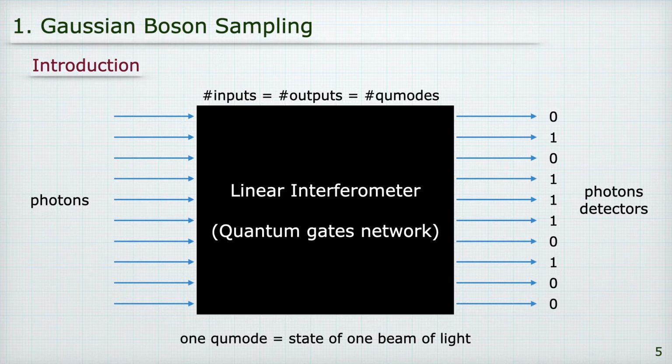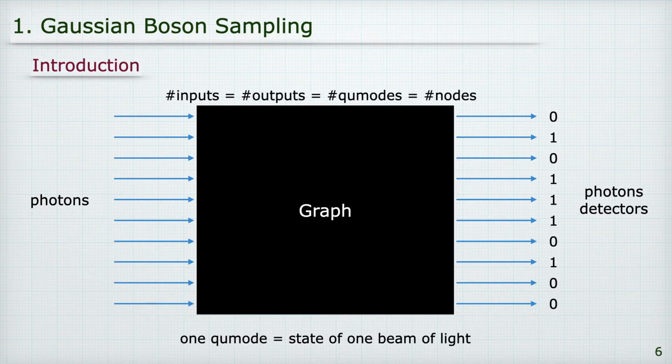Gaussian Boson sampling consists in passing photons through a quantum gates network called a linear interferometer and observing the output configuration on various photon detectors. Actually, the linear interferometer is entirely determined by a matrix of coefficients, equivalently a weighted graph, that determines the relation among every Q mode.